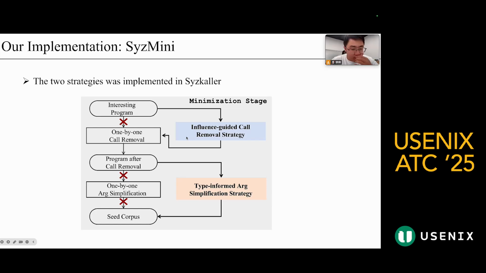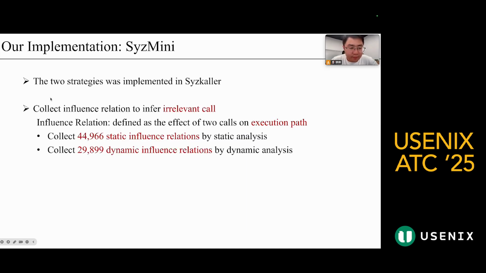As we can see, the influence-guided call removal strategy replaces the one-by-one call removal, and the type-informed argument simplification strategy replaces the one-by-one call argument simplification. We also collect influence relations to infer the irrelevant calls. We define the influence relation as the effect of two calls on execution paths.